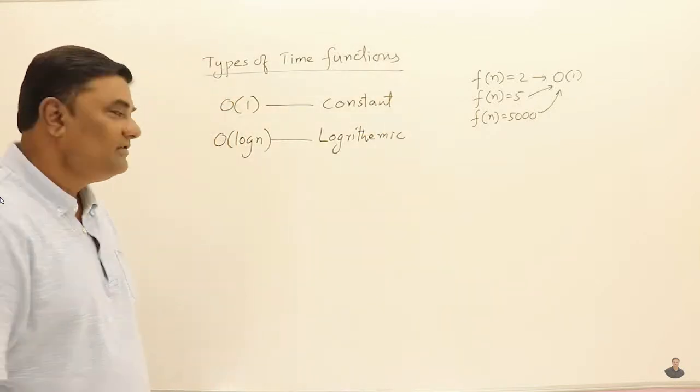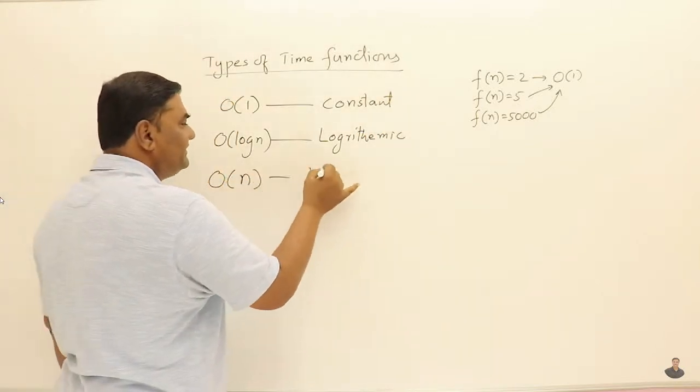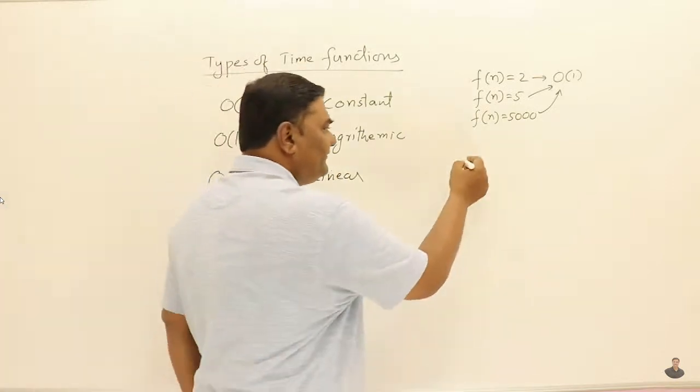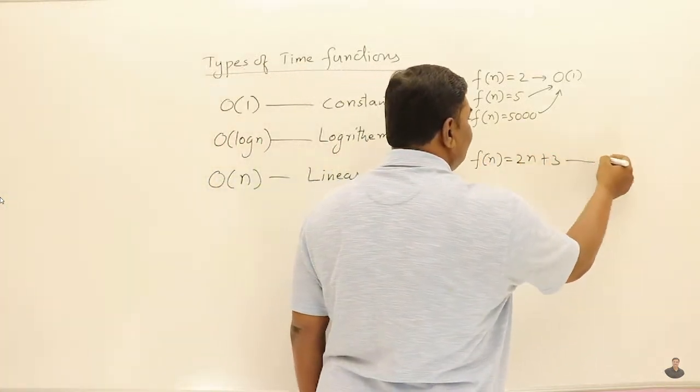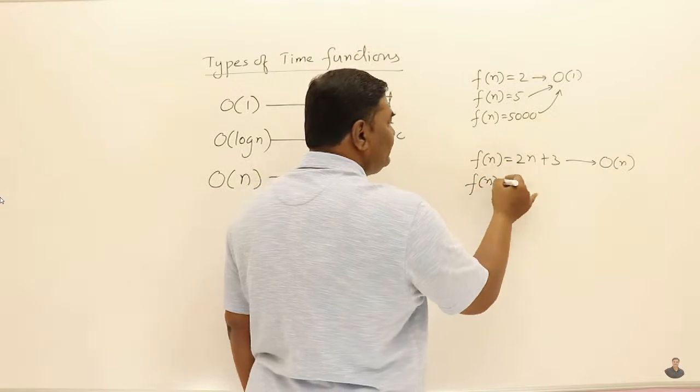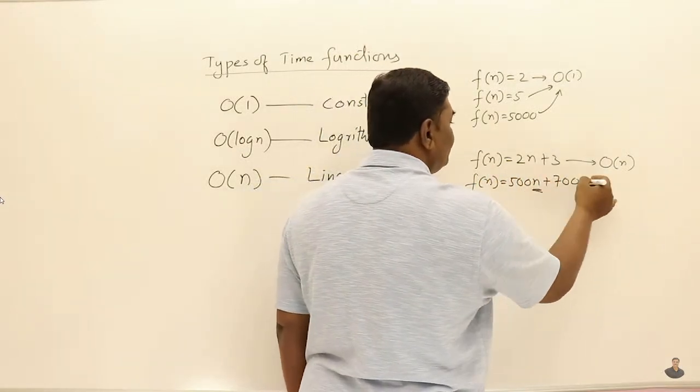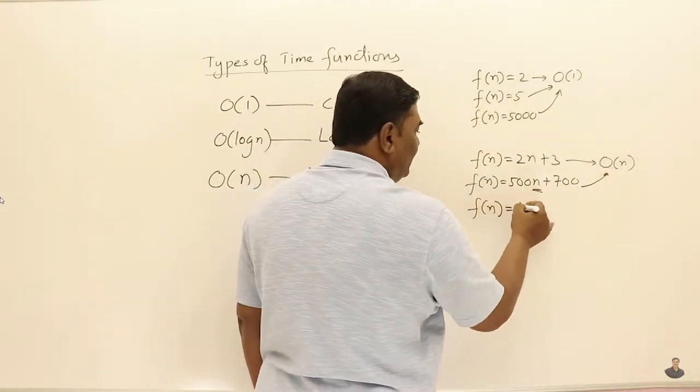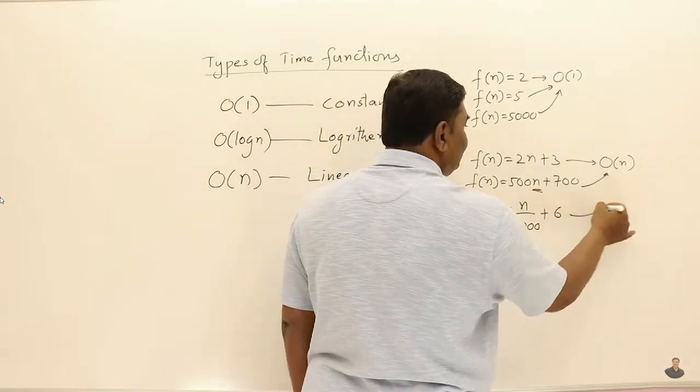The time complexity is logarithmic. Then order of n we got, so this is linear. The same way, if you have the function f(n) = 2n + 3, then it is order of n. Even if you have f(n) = 500n + 700, then also it's order of n. If you have f(n) = n/5000 + 6, then also it's order of n.